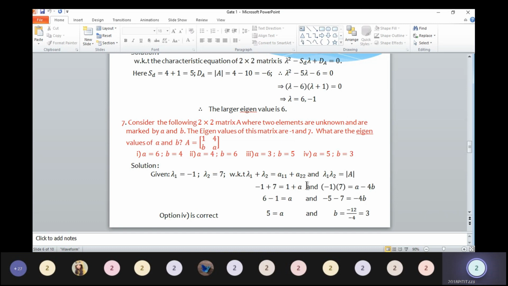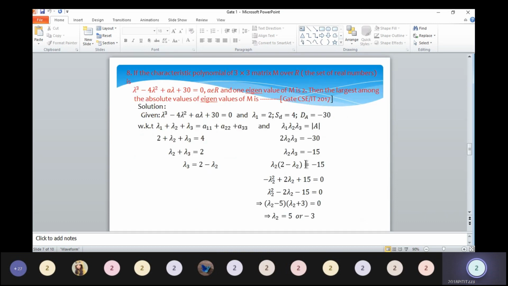Main elements 1 plus a. From this it is 6. This 1 goes here, 6 minus 1, it is 5, a equal to 5. From this it is minus 7. A is 5, it goes to that side, minus 5. That is minus 12. Minus 12 by minus 4, that is 3. So P equal to 3, A equal to 5. So option 4 is correct.